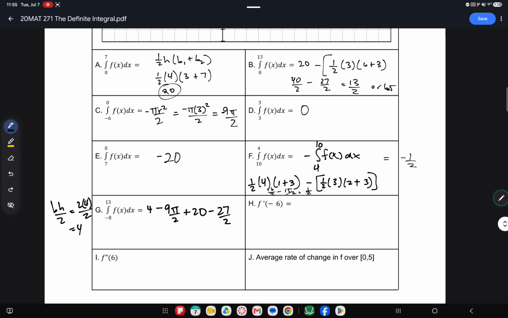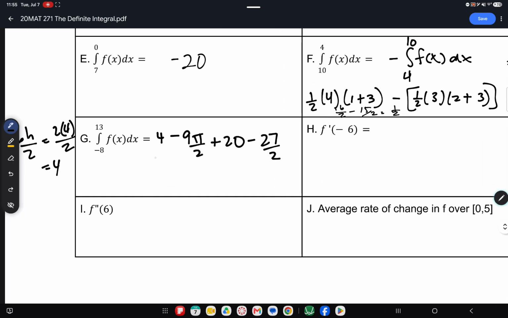So let's see. Let's get those all into common denominators. So that's going to be 8 over 2 minus 9 pi over 2 plus 40 over 2 minus 27 over 2. And I can combine some like terms. So I've got 8 plus 40 minus 27. It's going to be 21. It's going to be 21 minus 9 pi all over 2. And I could split that up, but I think I'm just going to leave it. All right? And I could, of course, get the decimal approximation, but I think I'm all right.